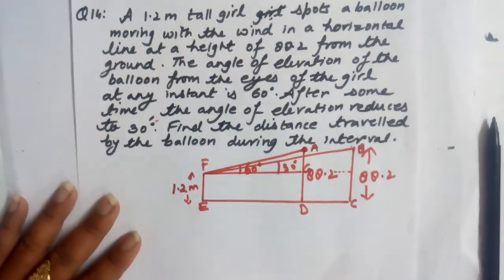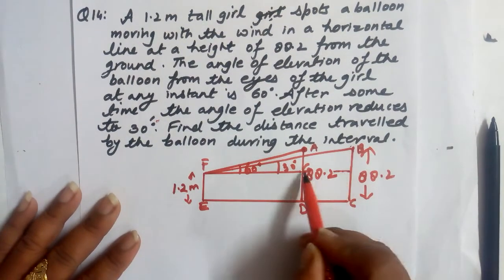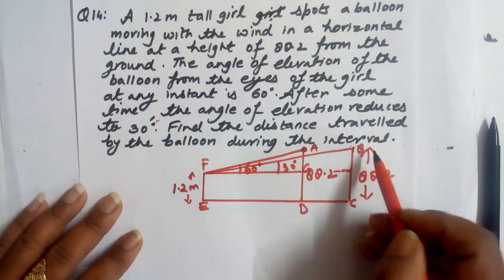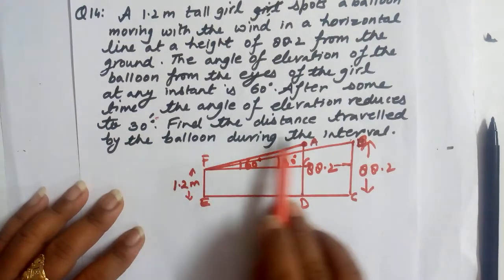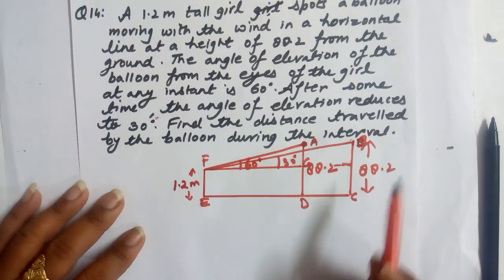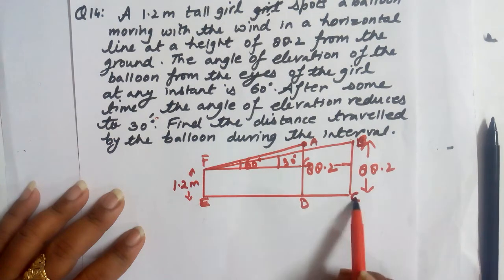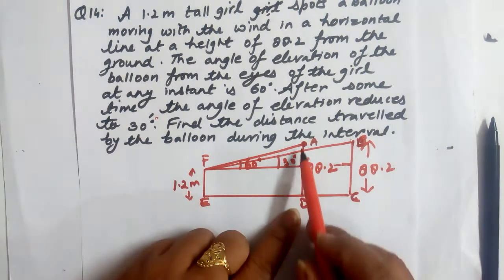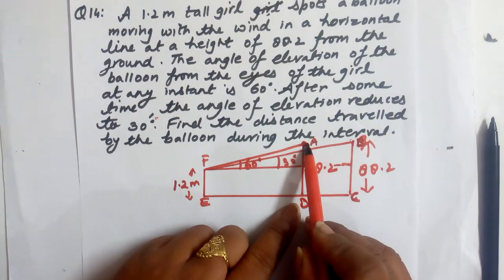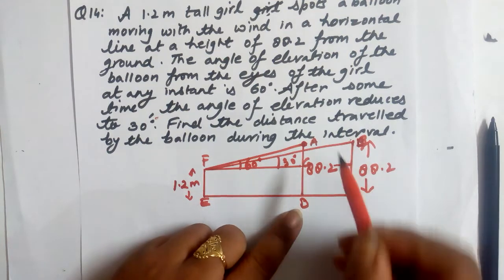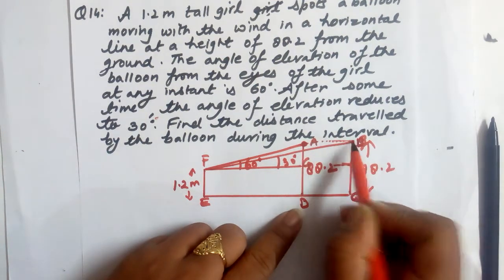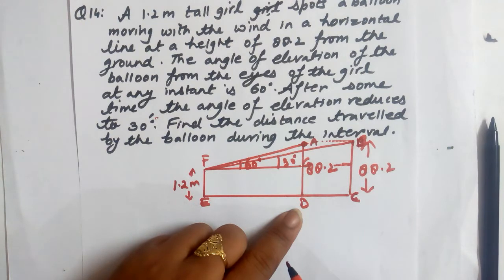Now we have to join this also. This is the point B. Now find the distance traveled by the balloon during the interval. It means we need to find out this distance DC. First of all, the balloon was here at A, and if we join A to B, that will be equal to the distance DC. We have joined it by a dotted line, and AB is equal to DC.